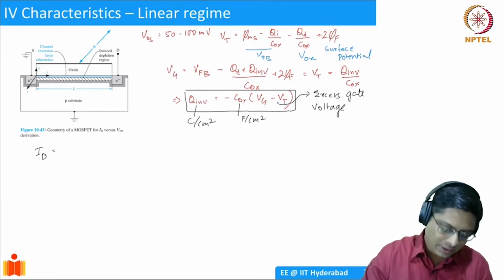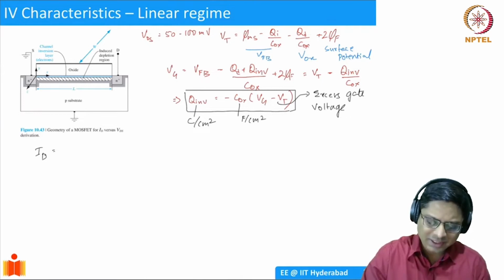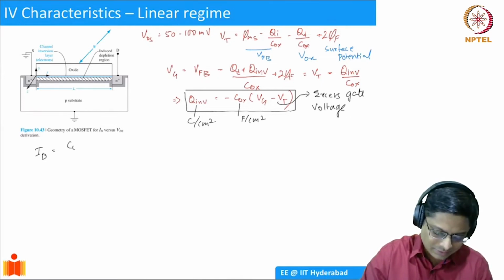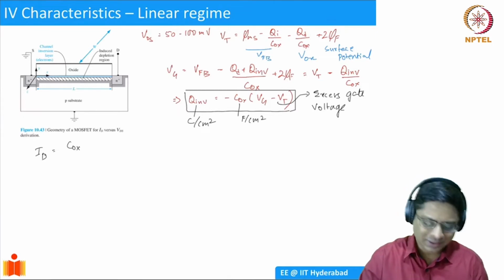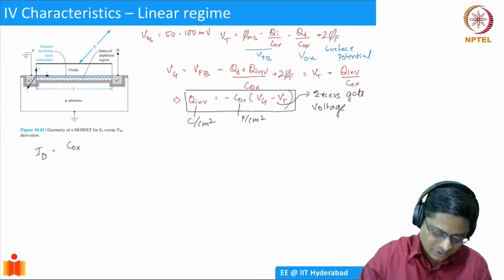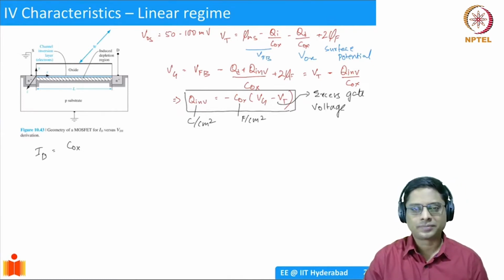Okay. So I write the current as the charge density Q inversion, and I'll drop the negative sign because that can be taken care of by the sign convention. I don't want to explain that now. Eventually, for drain current, the convention is that the current comes out of the drain because electrons move into the drain. So current comes out, and that is taken as positive.